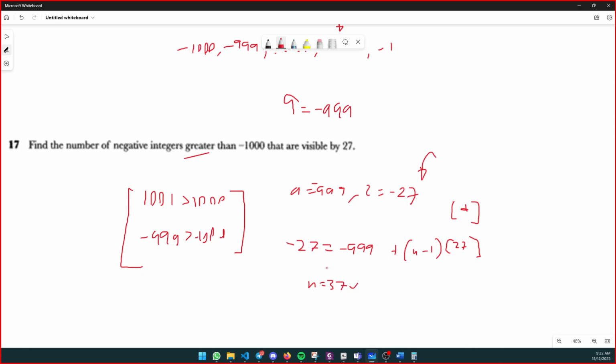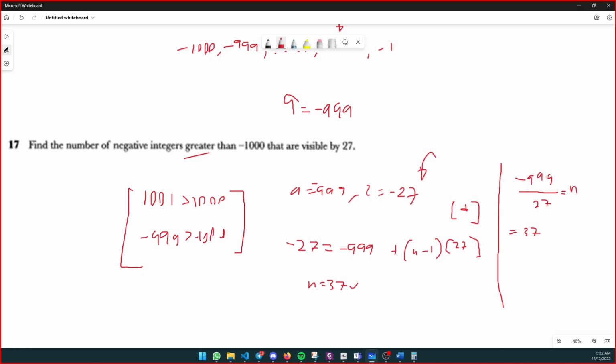You can also just say negative 999 divided by 27. You can just get 37 also, but this is more accepted. Why? Because we're using the terms that they provide. We're approaching this mathematically. This is pure logic. Just say equals n.